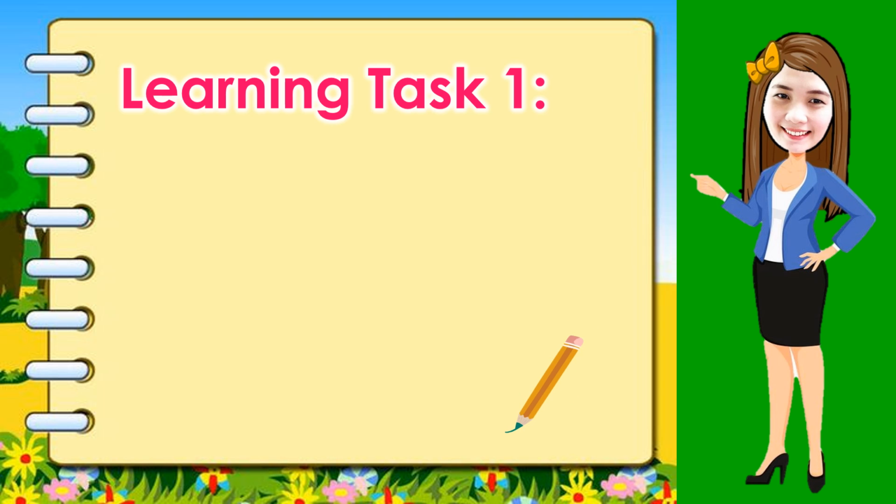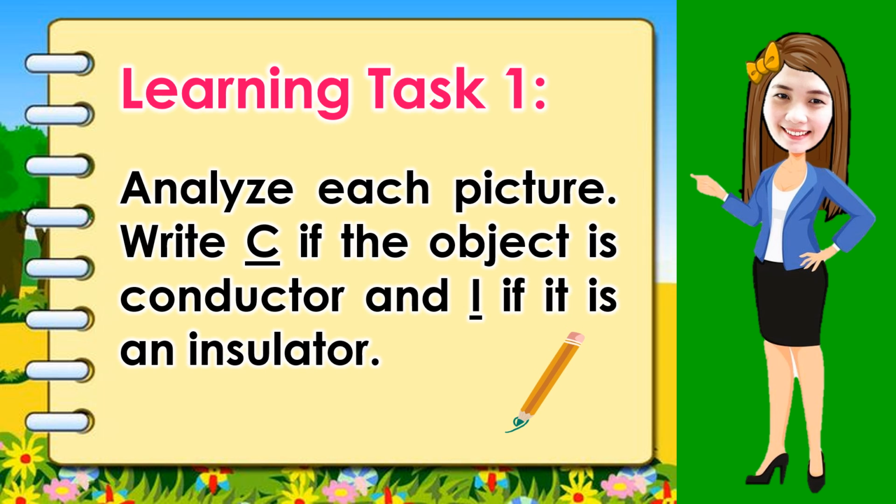Let's have fun and do this activity. Learning Task 1. Analyze each picture. Write C if the object is a conductor and I if it is an insulator.